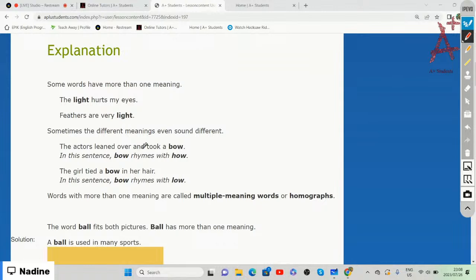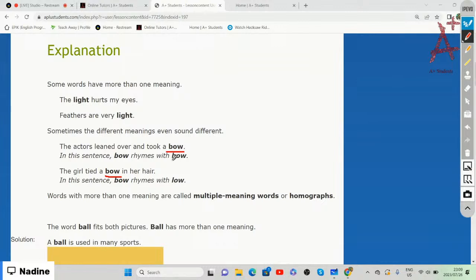The actors leaned over and took a bow, right? Which is BOW. And then the girl tied a bow in her hair, right? So these are two words that are spelled the same, but the sound is totally different. The first sentence, the word bow, rhymes with how, right?